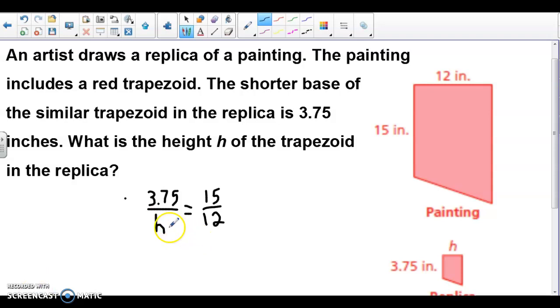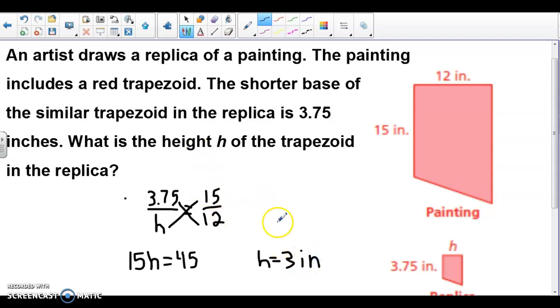So now what we're going to do is we're going to cross multiply. So if I do 15 times h, I get 15h. And then if I do 12 times 3.75, well, 12 times 3 would be 36. 0.75 is 3/4. 3/4 of 12 is 9. So 36 plus 9 is 45. And we'll go ahead and divide both sides by 15, and you would get h equals 3. So 3 inches would be what h is.